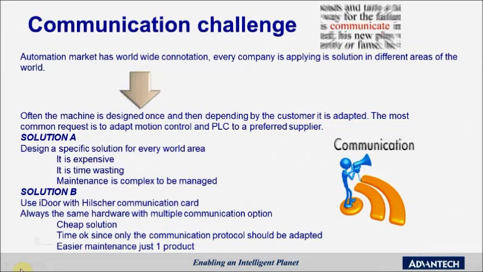And then we also need to discuss the communication. Every company is applying its solution to different areas of the world. So communication is becoming important because in the automation market we have fieldbus. What do we need to do? Big companies are working all over the world with different fieldbus. The solution is to design a specific solution for every world area, but this is expensive, time wasting, and the management of the product is really impressive.